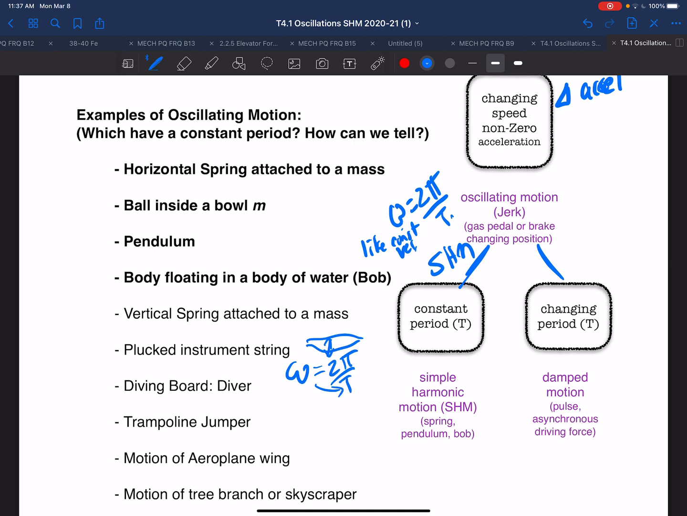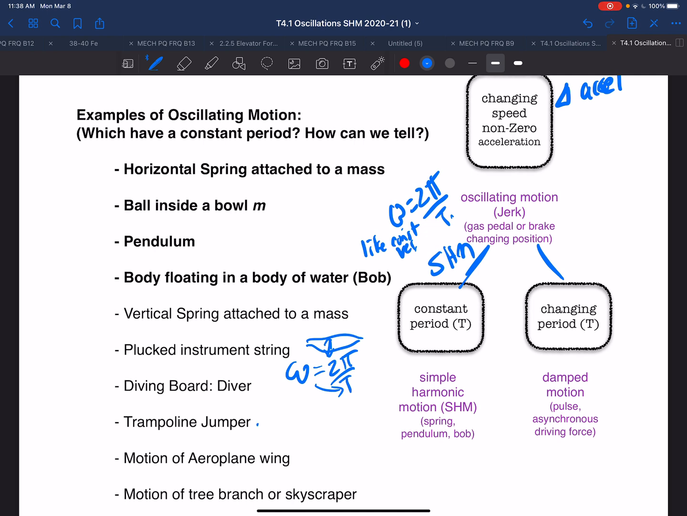Diving board: a diver is on a diving board. They go out on the end and they jump on it. And if they get out there and they get at a stable height and just keep bouncing back and forth at that stable height, well, that's going to be simple harmonic motion. As will be the case if they change their height. Same thing for a trampoline.